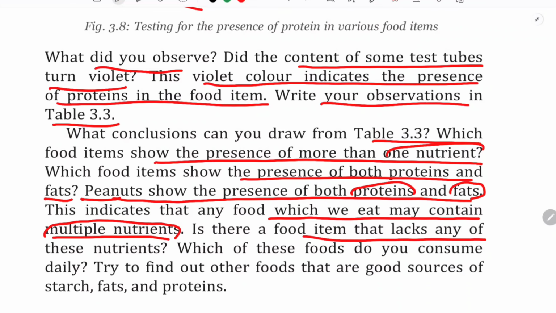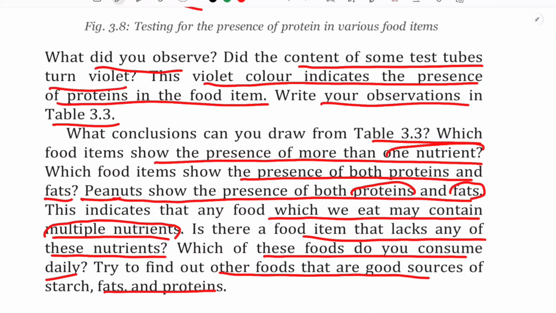Is there a food item that lacks any of these nutrients? Which of these foods do you consume daily? Try to find out other foods that are good sources of starch, fats and protein. So which of these foods do you consume daily in your diet? You can mention that in the comment section, you can write it down. And also you have to find which of the food items lack all the nutrients, that is protein, fats and starch. So we can conclude that only after filling the table, okay. There are a few food items given here, so we'll try to fill it up, okay.